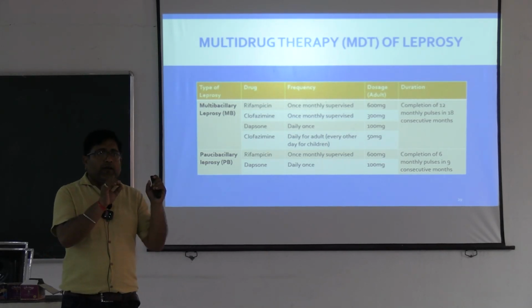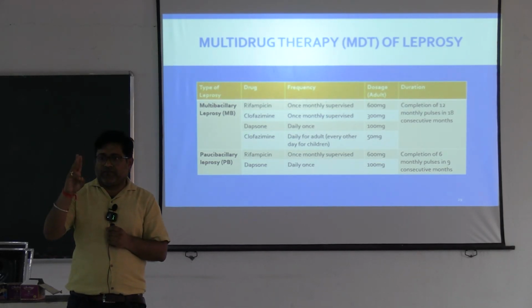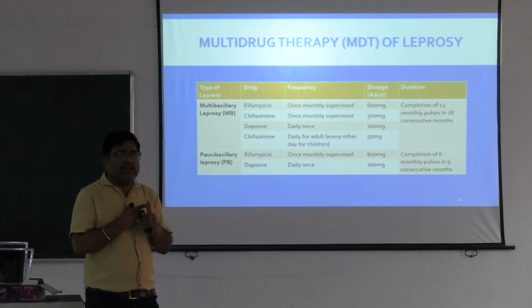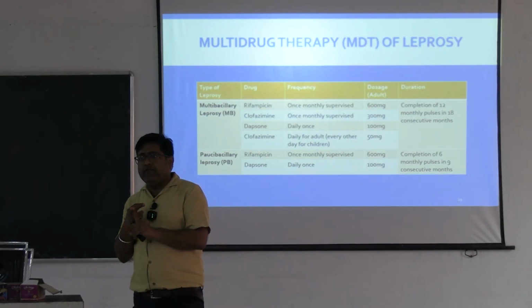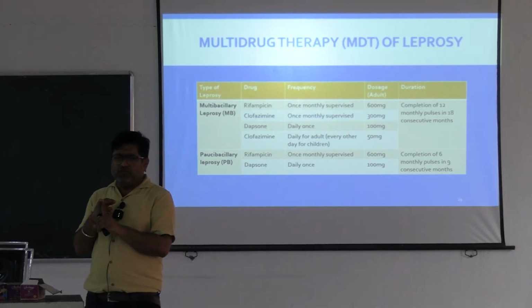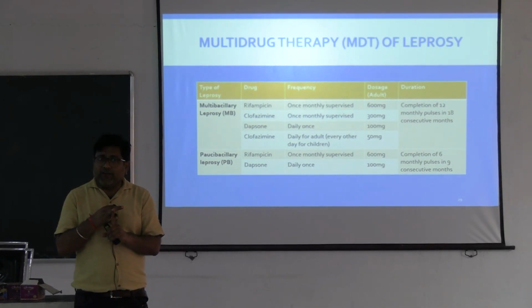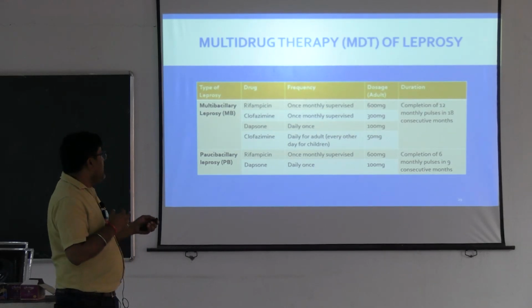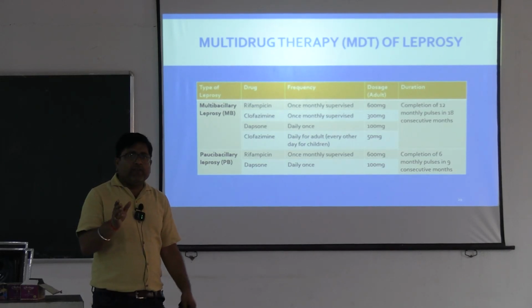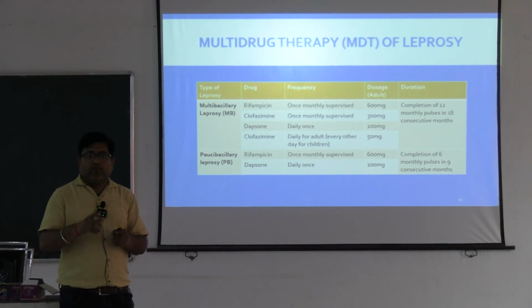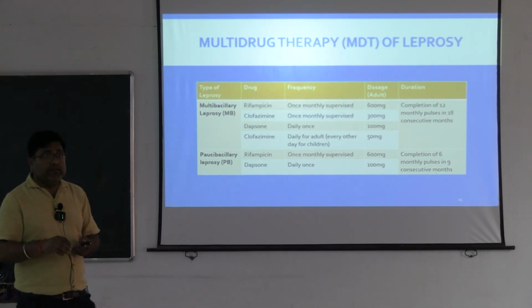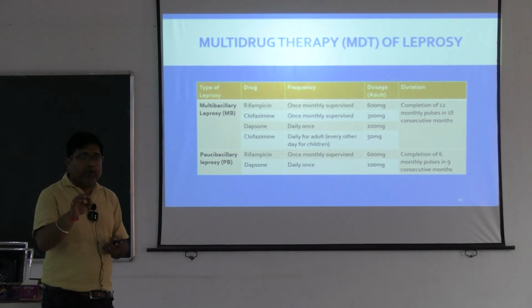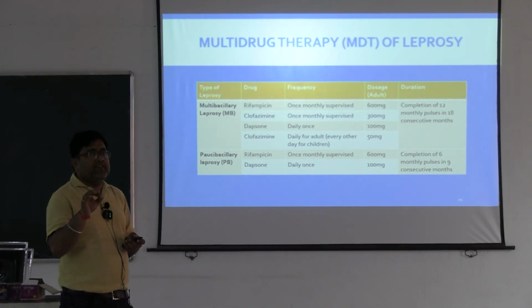And coming to multibacillary leprosy, we use 3 drugs. One is Rifampicin 600 mg once monthly supervised, Dapsone 100 mg daily non-supervised, and finally Clofazimine, we use basically 300 mg once monthly supervised and 50 mg daily non-supervised. Duration of therapy for multibacillary leprosy is 12 months. Okay, these are the standard protocols for the treatment of leprosy under the National Leprosy Eradication Program.